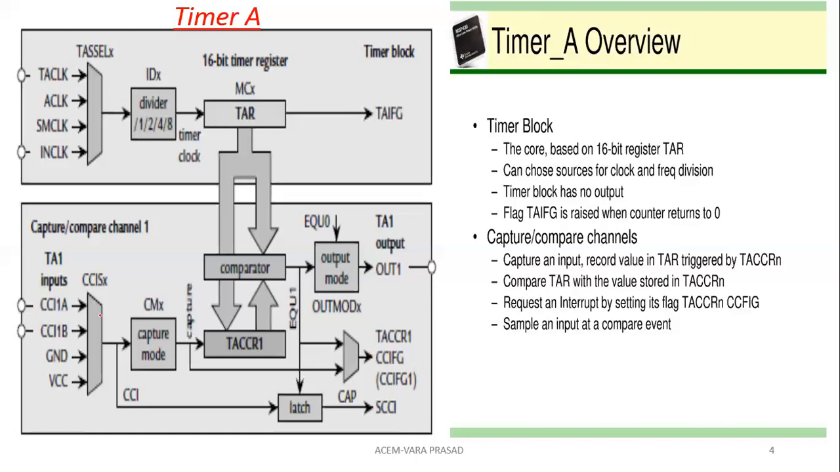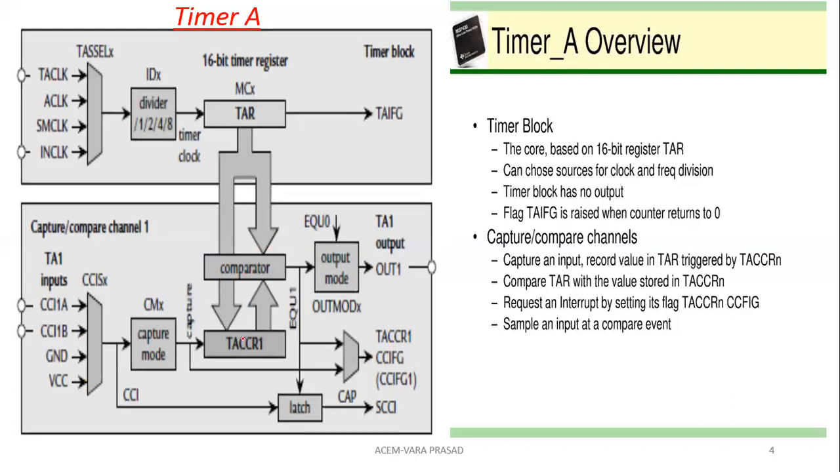At that time you can use different capturing inputs. Those capturing inputs are CCI1A, the capture compare input 1A, 1B, ground, and VCC. Okay, then come to the compare mode.